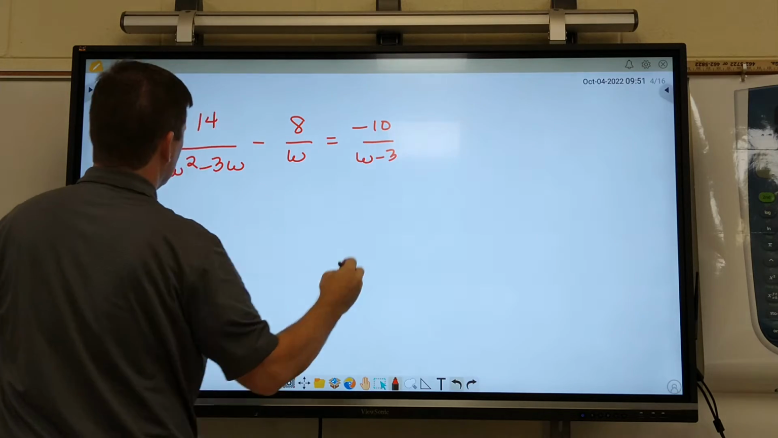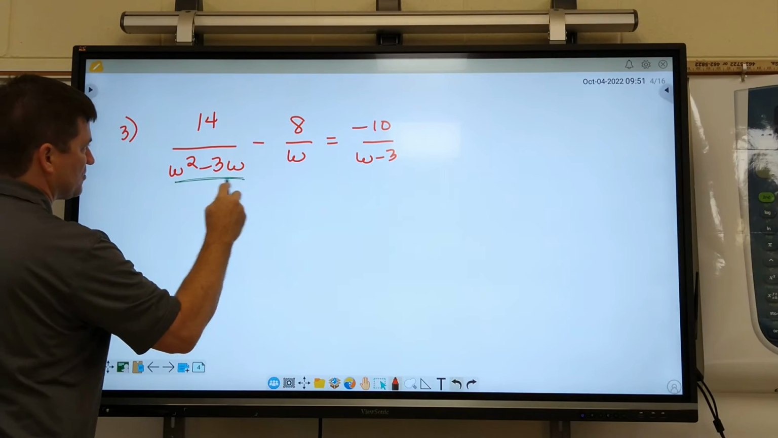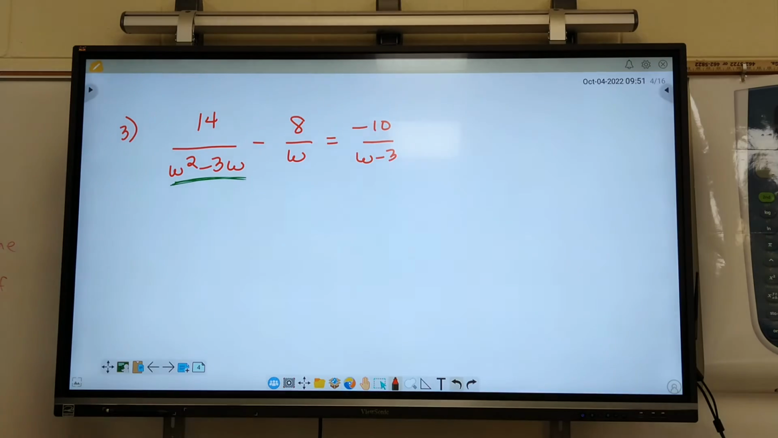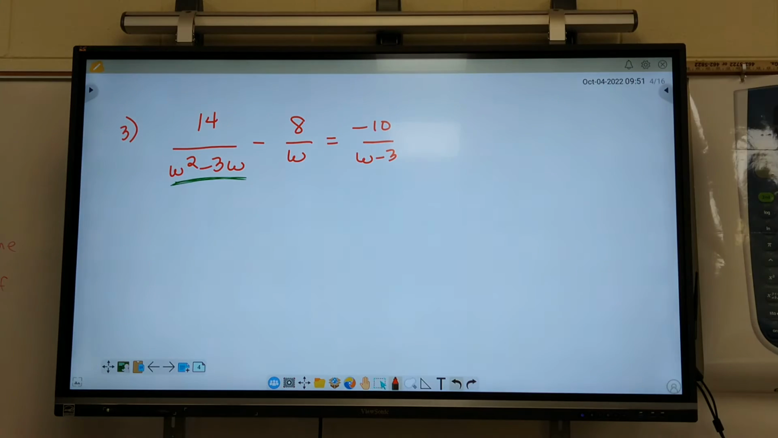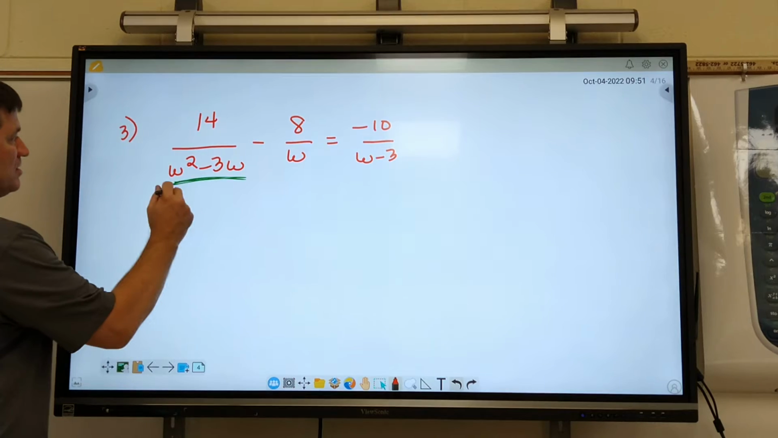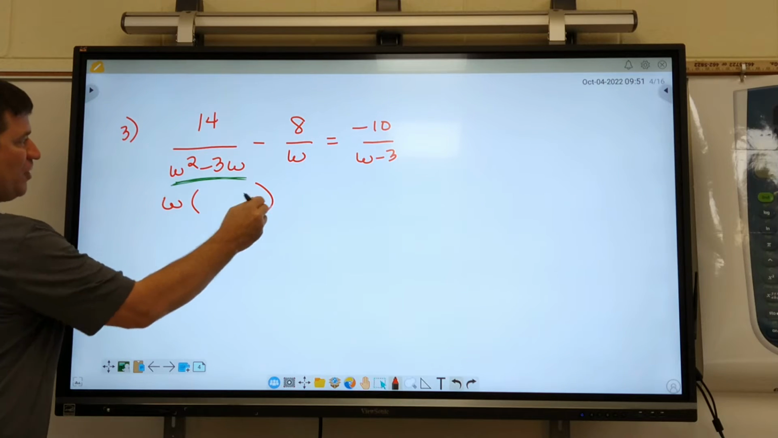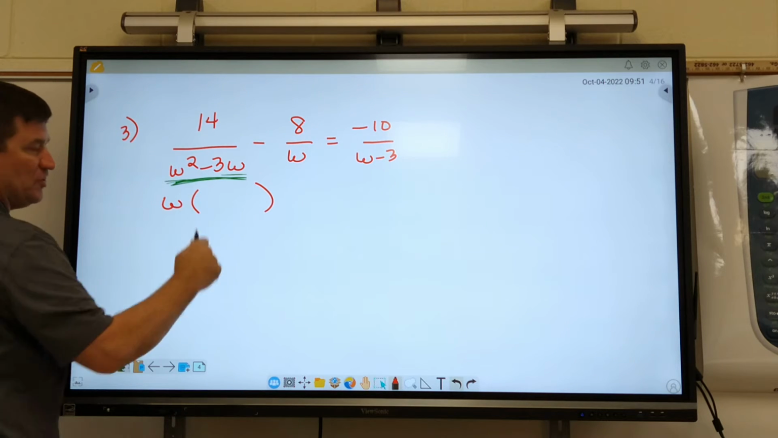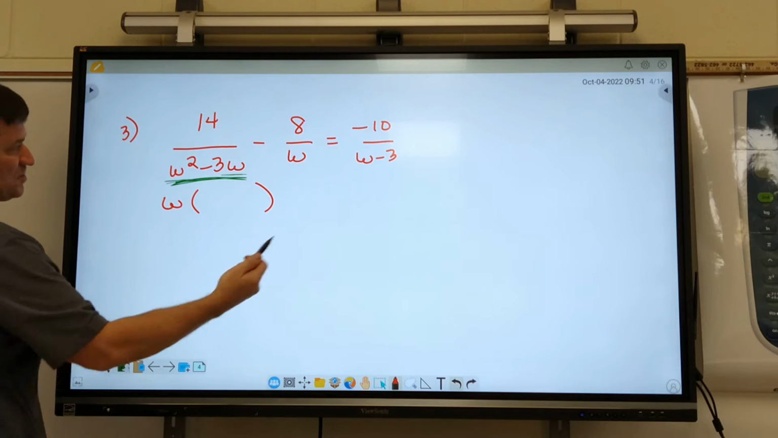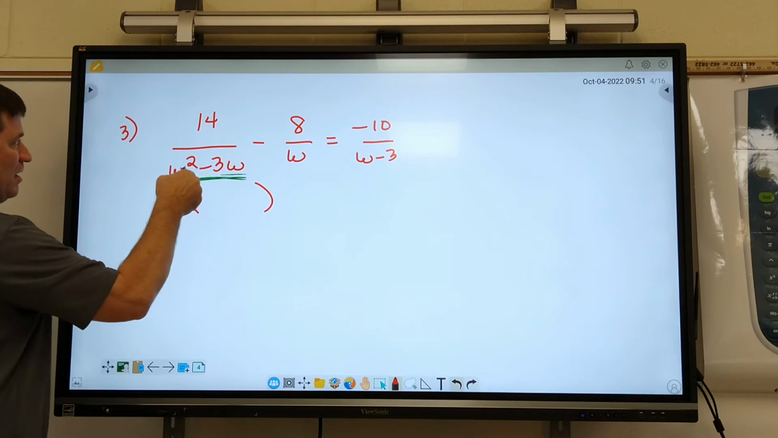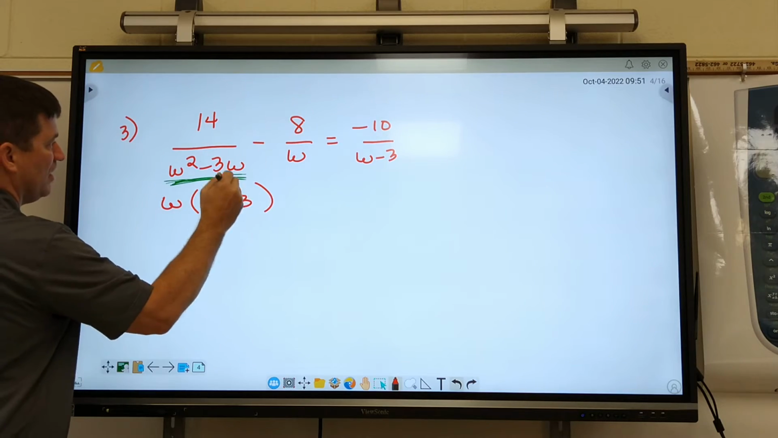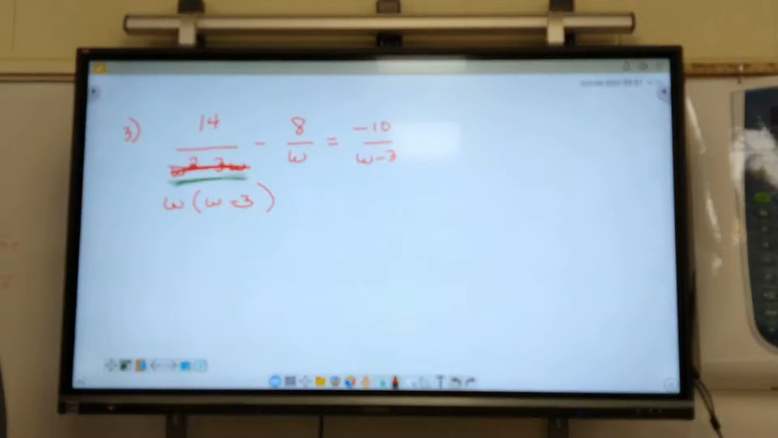All right, Chance Schumann, can you factor this out right here? What can you factor out of that? W, and W minus 3. Right. So look, W goes out front because each term has a W in common. What's left? It's probably going to be W minus 3, but check it. Yes, W minus 3.